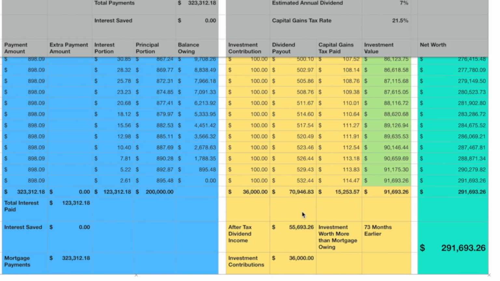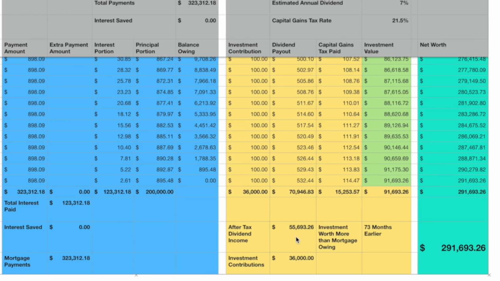And now, of course, at the bottom, it shows us the totals again. So the payment amount, $322, 0 extra payments went to the mortgage. The interest portion, we paid a lot in interest, $123,000 in interest. We've had 0 saved interest. We've paid off the same $200,000 that we owed, so we owe nothing. But the investment put $36,000 in, and the dividend payout has been $70,000 and then $15,000 in tax.